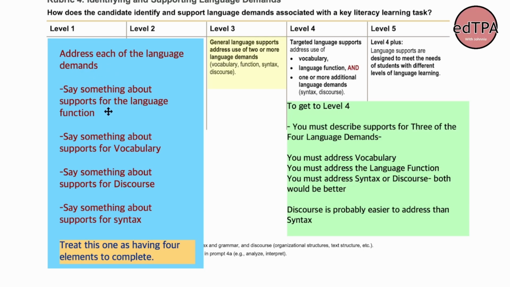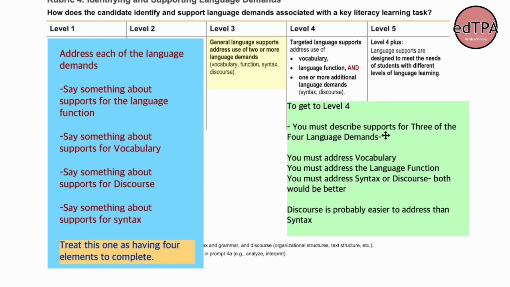Say something about supports for the language function. Say something about supports for vocabulary. Say something about supports for discourse. Say something about support for syntax. Do all four of these, because that will get you to level 4. Targeted language supports address use of vocabulary, language function, and one or more additional language demands. Okay, so I still am going to suggest that you do all four.